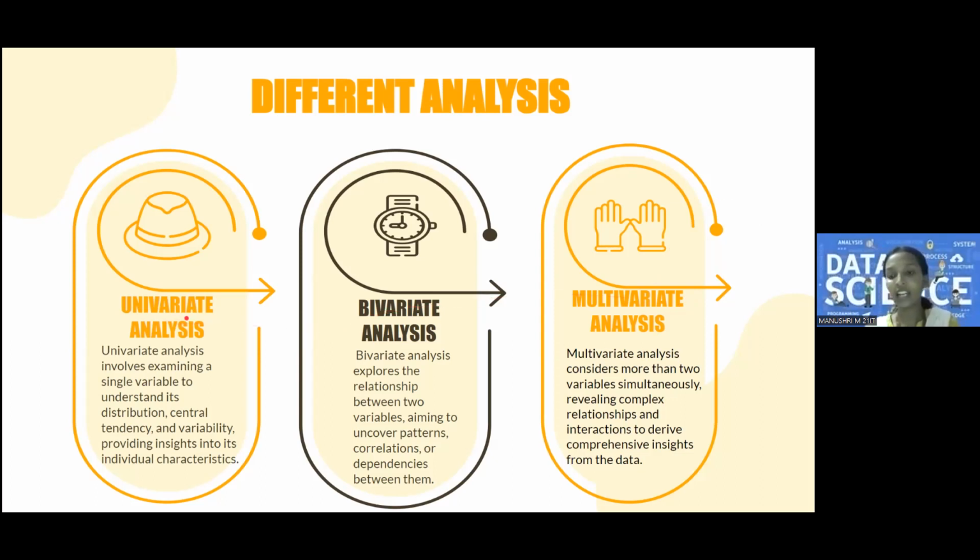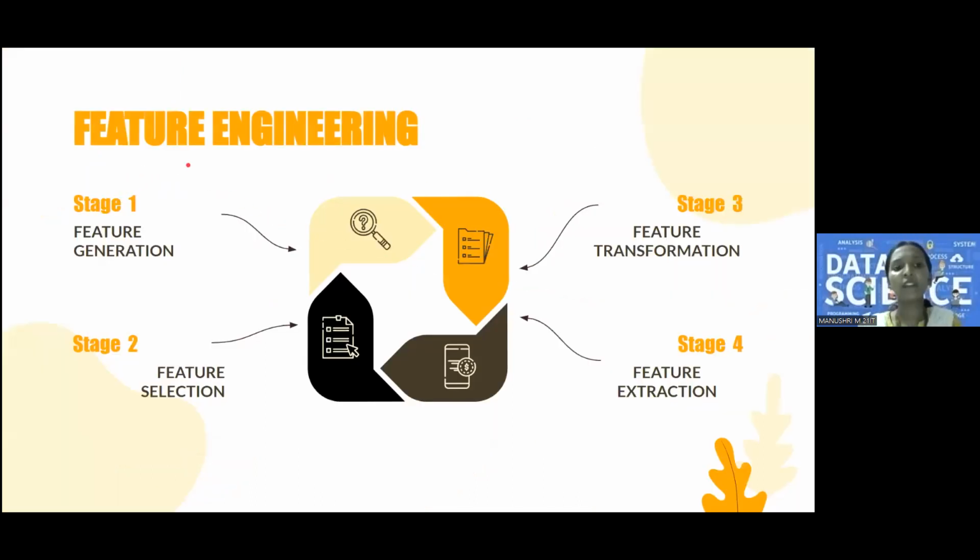Univariate analysis means just analysis of a single student, whereas bivariate analysis means two, which refers to a relationship between a teacher and a student, that is a dependent and an independent variable, followed by multivariate analysis, which involves more than two variables, dependent and independent. So these are the different analyses which we will be doing. Then followed by feature engineering.